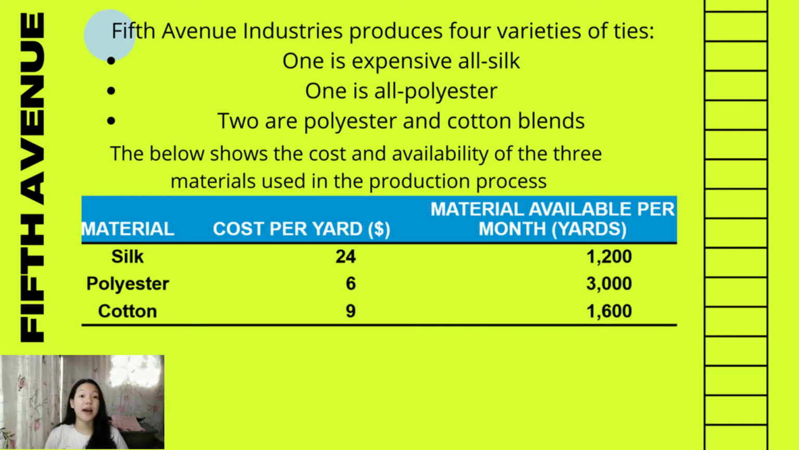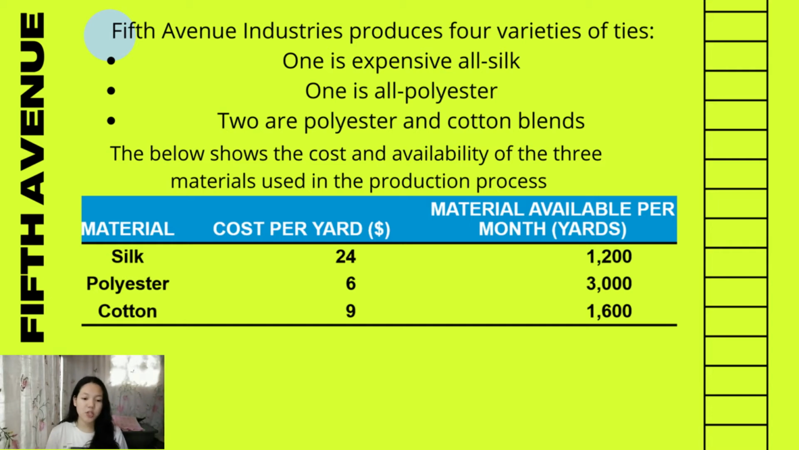So given here is an example of the Fifth Avenue Industries. So we have here a situation in which it has four varieties of ties. So let's talk about ties this time. One is expensive all silk, one is all polyester, and two are combinations of polyester and cotton blends.